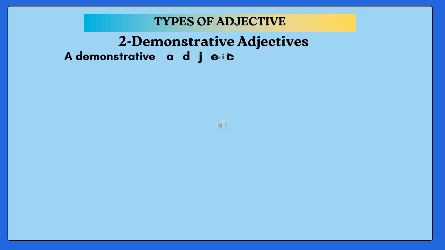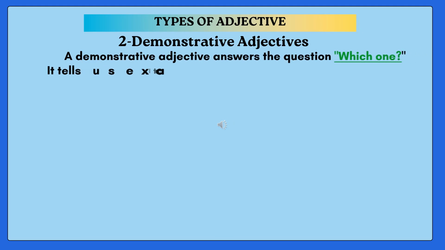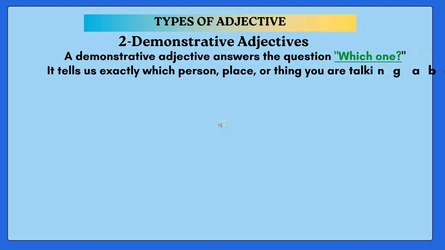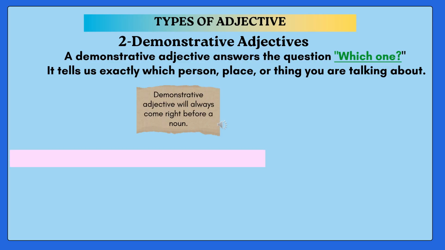Our next type is demonstrative adjectives. Their job is simple but essential. They answer the question which one? And point directly to a specific noun. Remember the key rule: a demonstrative adjective always comes right before a noun.